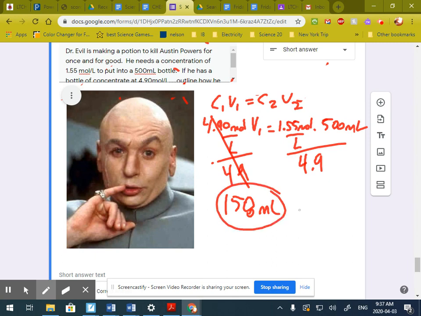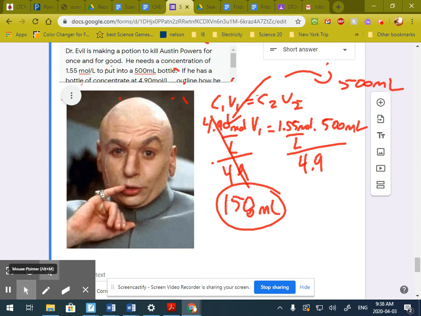All right, and we get 158 milliliters. Now, then you had to explain that Dr. Evil would take 158 milliliters of the concentrate and then dilute it to 500 milliliters. Like, do some kind of explanation of how you would actually make a solution. You would take the 158, add it to a second beaker or a flask, and dilute it to 500. And then you'd have a dilute solution.